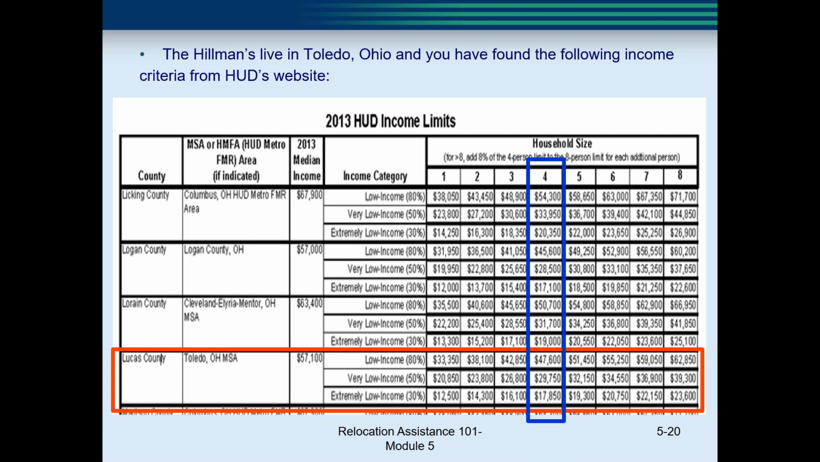Now they live in Toledo, and so you have found the income criteria from HUD's website for their area. So the first thing you're going to do is look to see are they low income. You're going to look at how many bedrooms they have, how many people occupy the house, and what county they are in. And you're going to find that at $49,200, they're good. They are not low income.